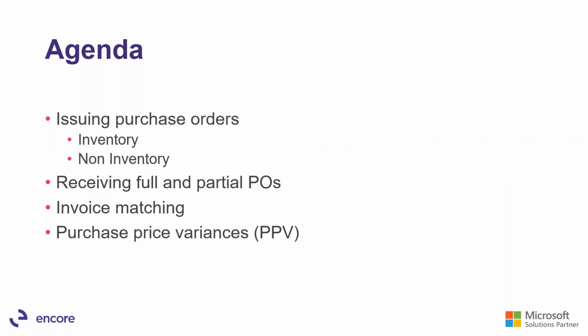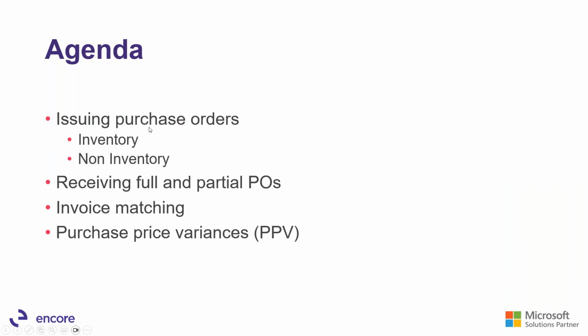Then receiving a full and partial PO, so I'll go through the receiving process of how you receive a PO in GP and how you do it in Business Central, and then some invoice matching, and we're going to talk a bit about purchase price variance as we go through this. Purchase price variance will be a topic that comes up in each of these areas as to where it goes and how it is calculated and recorded inside the two different systems, because there is a significant difference between the way that GP handles it and the way that Business Central handles it. All right, so that's what we're after today.